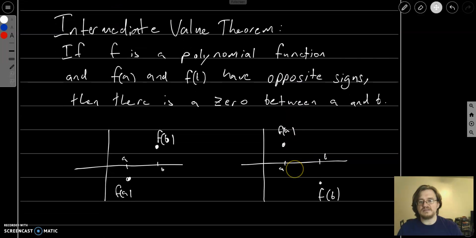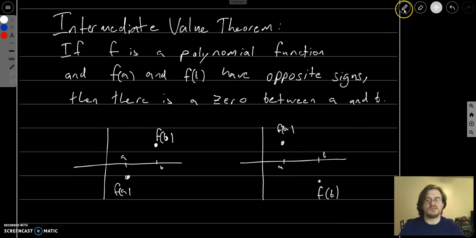The second to last piece that we'll look at is the intermediate value theorem. And this one is very intuitive with a picture. So f is a polynomial function, and f of a and f of b have opposite signs, meaning maybe f of a is positive and f of b is negative, or vice versa.